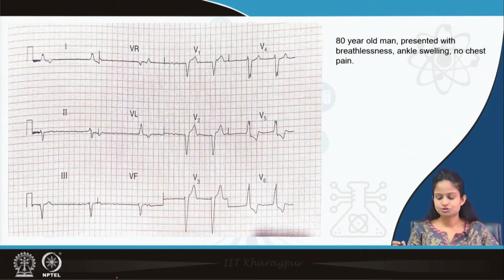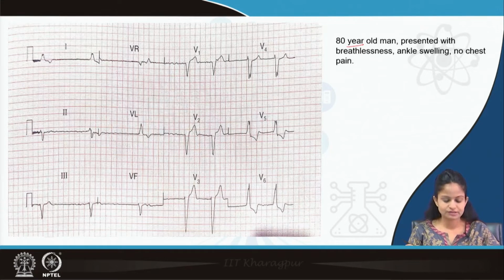Here is an ECG of an 80-year-old man who presented to the emergency with breathlessness and ankle swelling, with no history of any chest pain. This is his ECG recording. What are the findings of this ECG? First and foremost, we are supposed to calculate the ventricular rate. It is an irregular rate and rhythm, and no rhythm strip is given here.